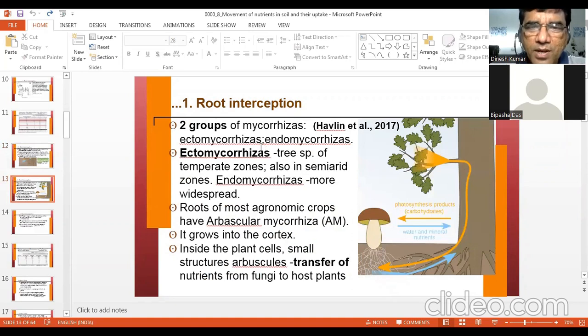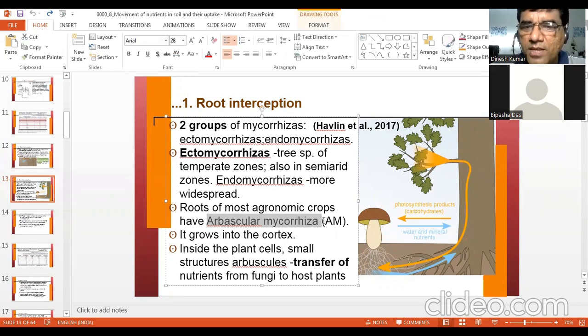Now, I think I have told you, two groups of mycorrhiza are there: ectomycorrhiza and endomycorrhiza. Ectomycorrhiza are on the tree species of temperate zones, also in semi-arid zones. Endomycorrhiza are more widespread, and they are in tropical and subtropical areas. Endomycorrhiza are your AM fungi, arbuscular mycorrhiza fungi.